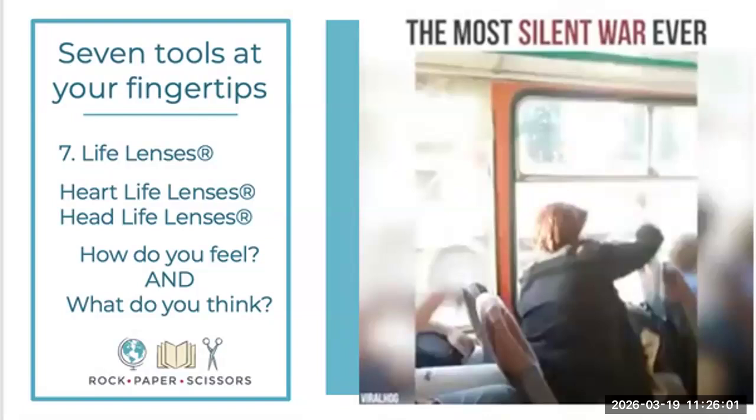Two of them are heart and head lenses. So a simple technique is when you're asking for feedback from your team, use both of these terms: How are you feeling? And what are you thinking? How are you feeling? You'll default to that if you're a heart lens. And what are you thinking? You'll default to that if you're a head lens.